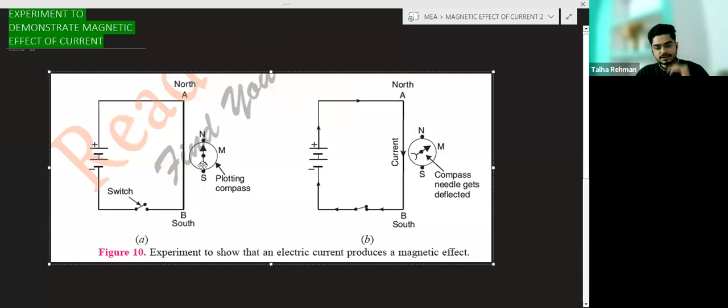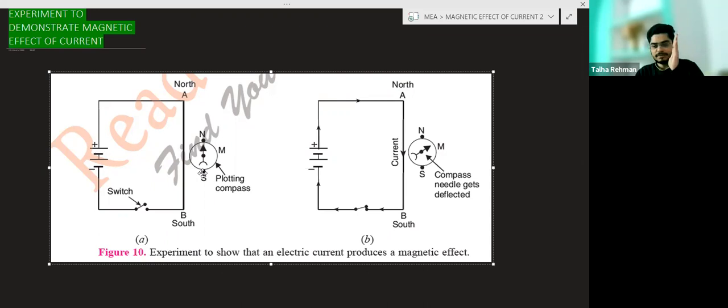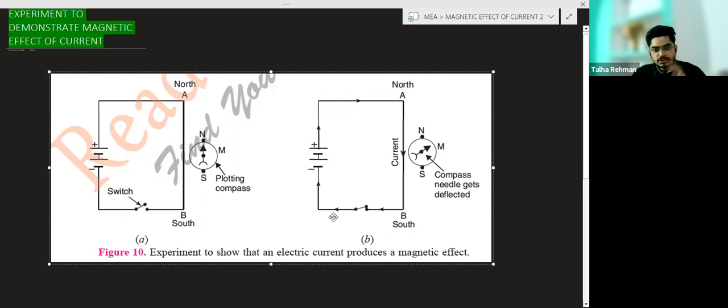This magnetic compass is along the north-south direction, which means there is no deflection in the compass. If the compass is deflected, it means there is a magnetic field. Suppose you close this switch. When the switch is closed, current flows in this wire, and there is a deflection in the magnetic compass.